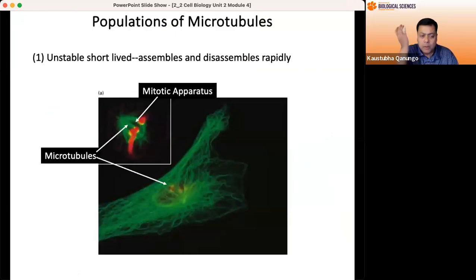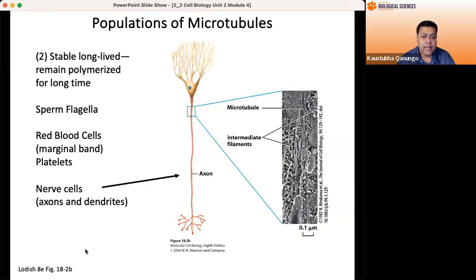All right. So microtubules radiate from the MTOC, are essential for cell division, and are stable and long-lived, remaining polymerized for a long time in your axons as well.